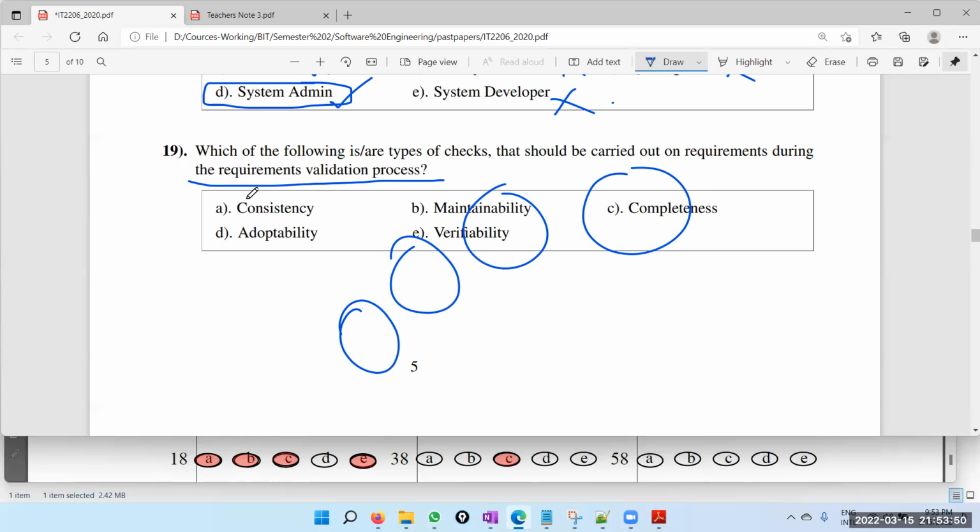We can check for consistency. Does this diagram conflict with this diagram? Right? If so, something is wrong. Maintainability, I don't think maintainability has something to do with the requirement analysis. Diagram, so the documentation, right? Completeness, yes. Is it complete?